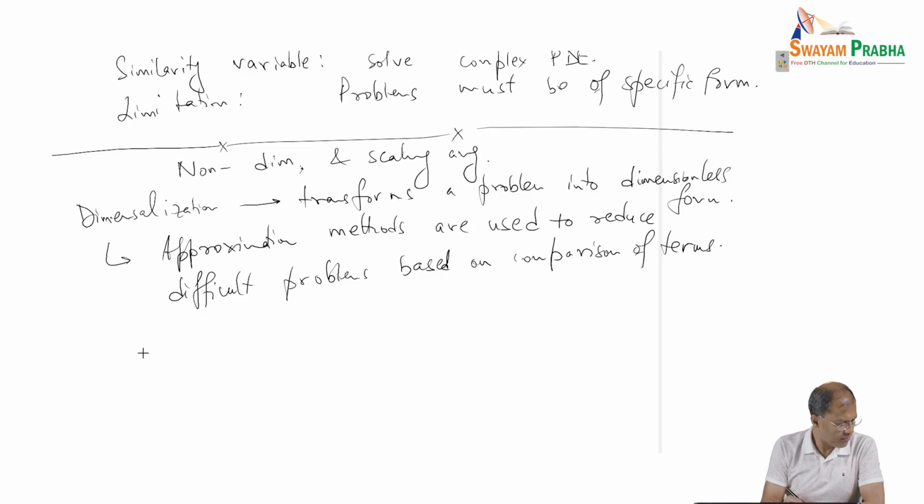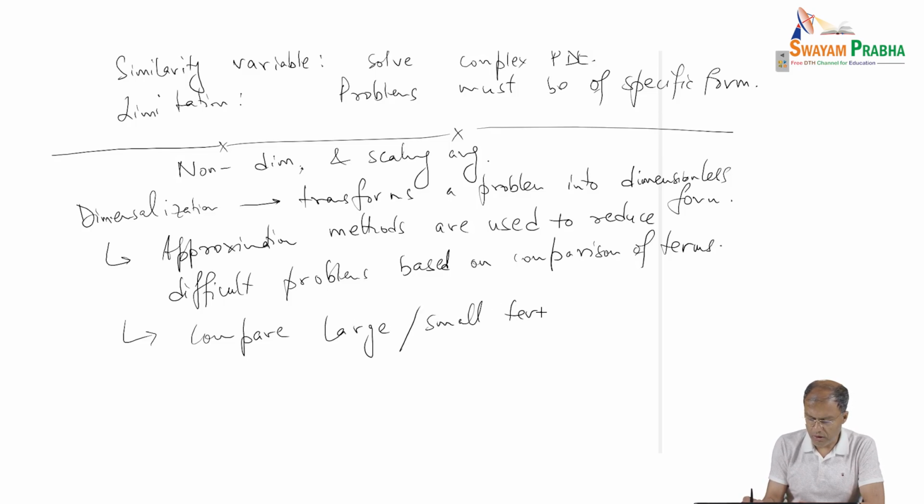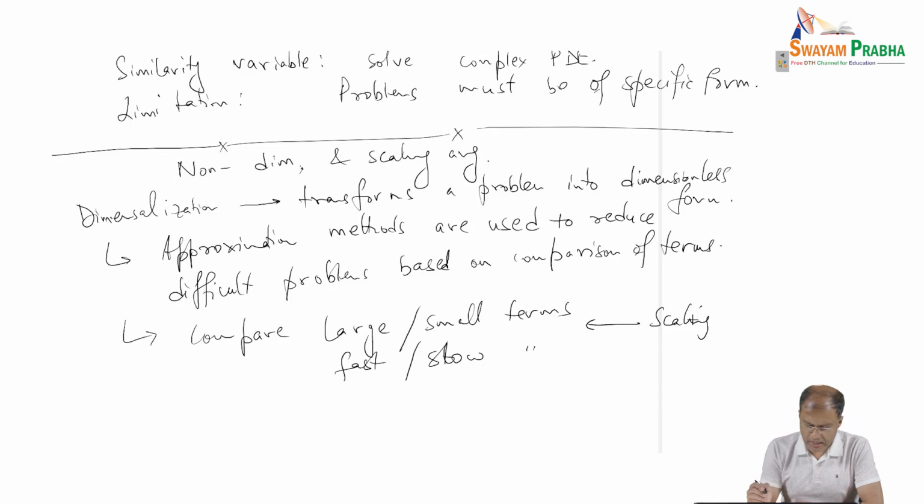Right? And the problems of interest, the problems where variables of interest could be large or small, slow or fast, are compared to the other terms. So that will bring us to the topic of scaling. So when we compare large versus small terms, or we compare fast versus slow terms, we are introducing the concept of so-called scaling. Okay, so let us see this idea using an example.